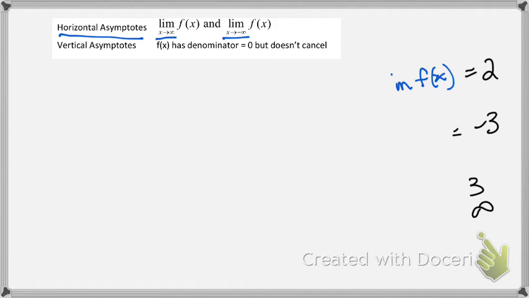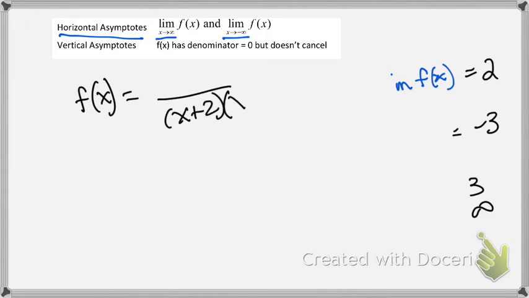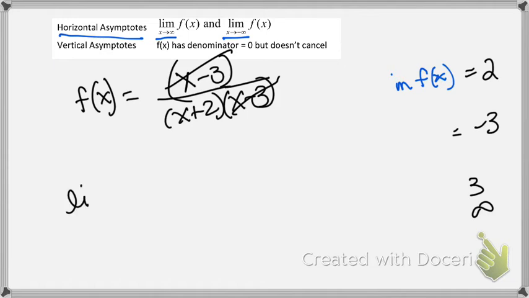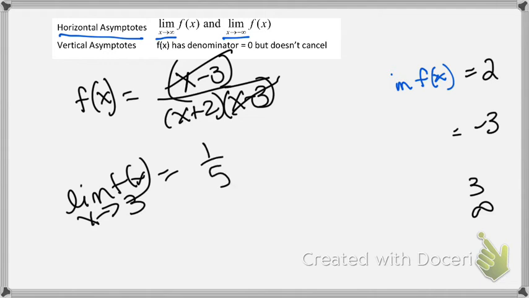Now, vertical asymptotes. Vertical asymptotes would be when your denominator is 0, but it doesn't cancel with another factor. And this isn't really all that common, honestly. So right here at 3, that's not a vertical asymptote. That's a hole in the graph. That would be the limit of f of x as x approaches 3. Okay, there's a hole there. So you cancel and then plug in the 3, you'd get 1/5.